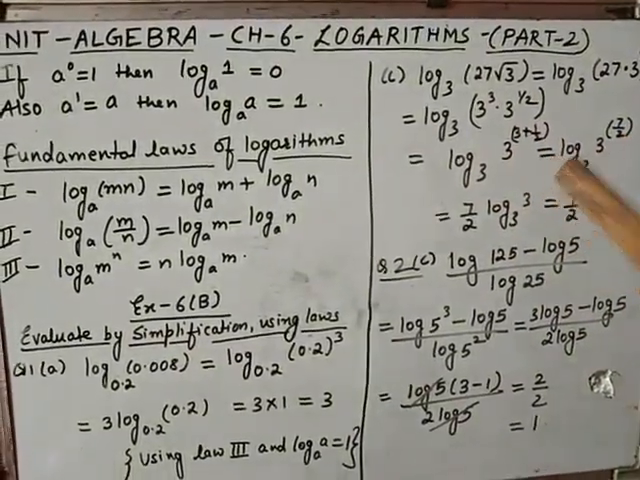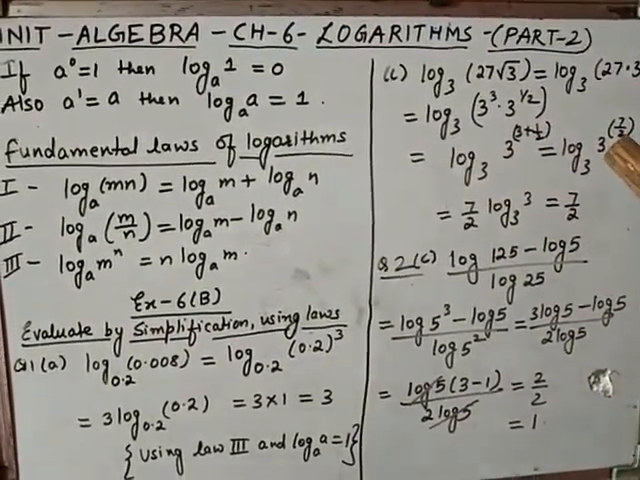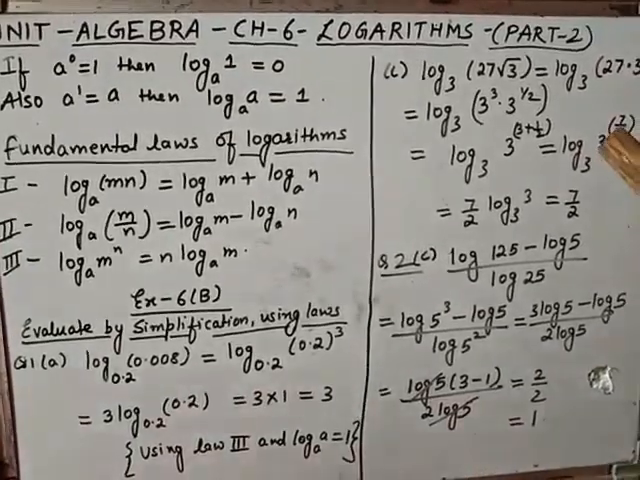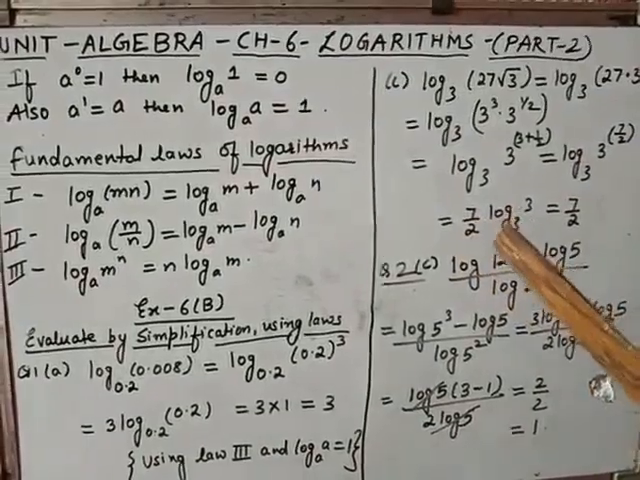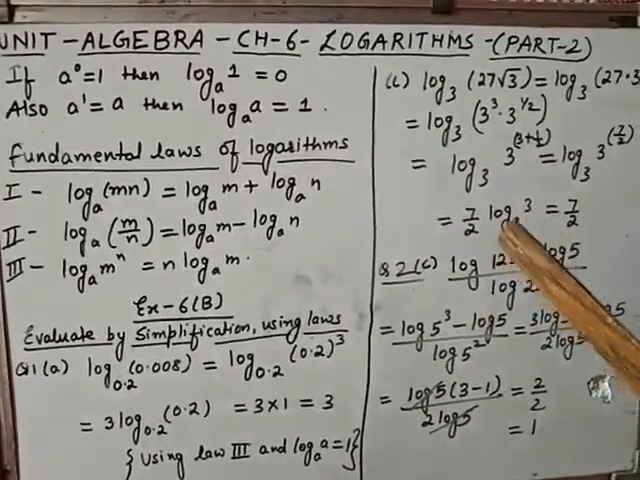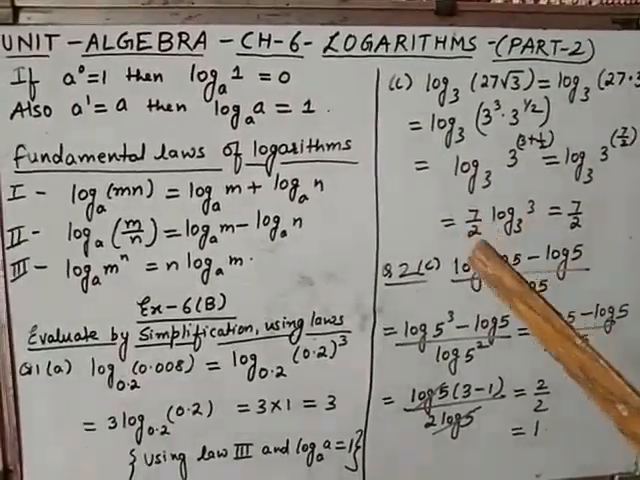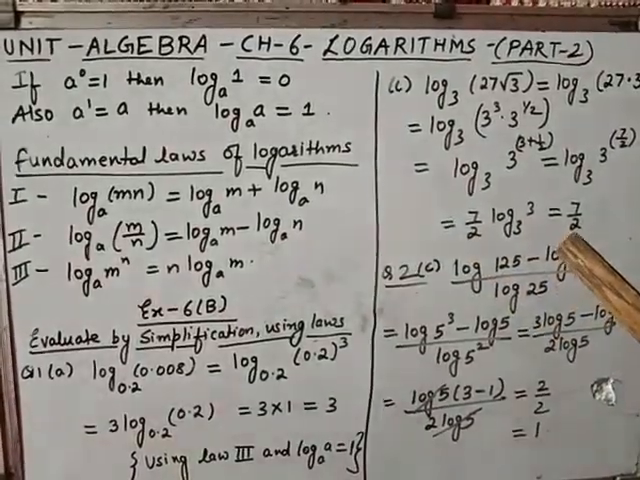Now this power, according to the law of logarithm, by using third law, this power comes in front. So 7 upon 2 log to the base 3 of 3, and log to the base 3 of 3 is 1. So 7 upon 2 into 1 equal to 7 upon 2.